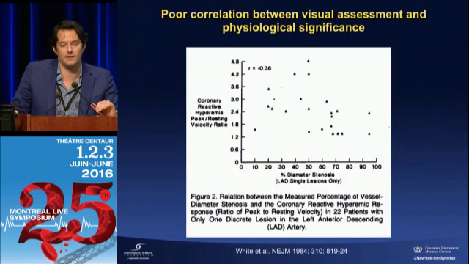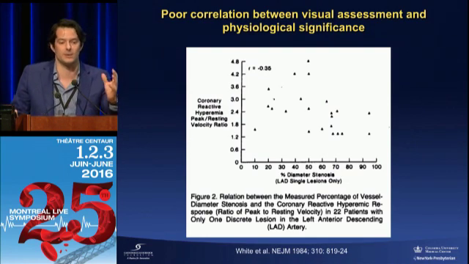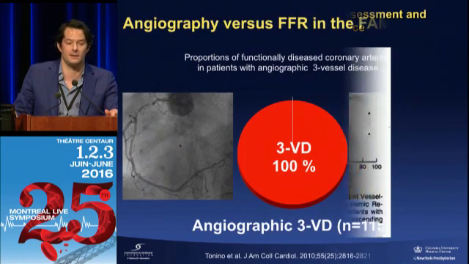Angiography and physiology, a few words. There's a poor correlation between visual assessment and ischemic evaluation. The correlation here in this seminal study was 0.35, so very low. So it's not because you see a severe lesion by angiogram that it will necessarily be severe ischemic-wise.